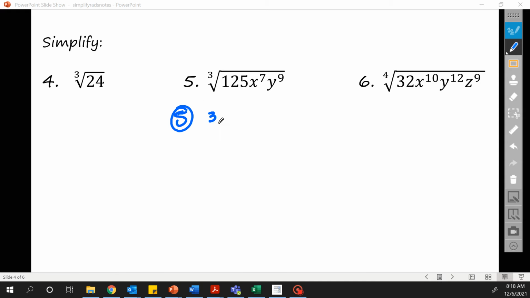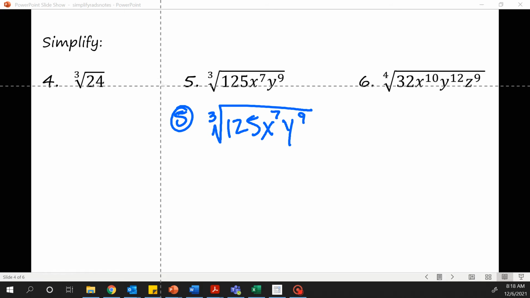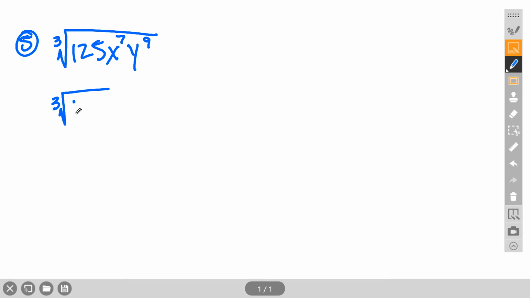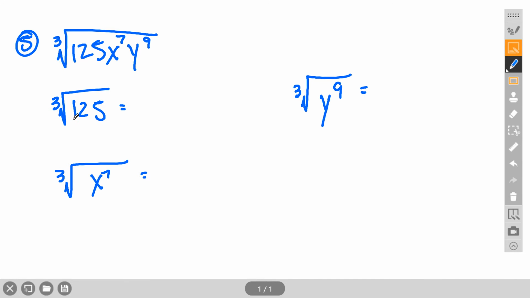Number 5, we have the cubed root of 125, x to the 7th, y to the 9th. Once again, I'm going to do this in 3 separate steps. For each part of this, I'm going to simplify the cubed root of 125, the cubed root of x to the 7th, and the cubed root of y to the 9th. Well, the cubed root of 125 is actually made up of 3 factors of 5, 5 times 5 times 5. So the cubed root of 125 is just 5.